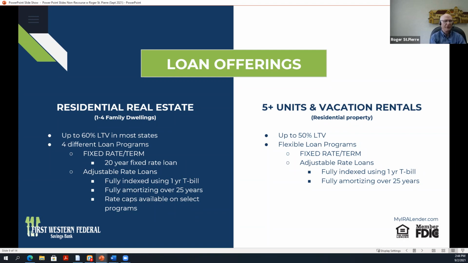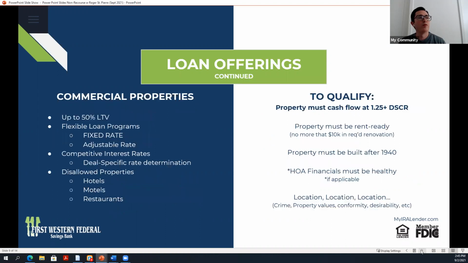We have a 20-year fixed rate loan that we offer on all types of properties. And we also have a 25-year adjustable rate that you can fix for 3, 5, or 10 years. Then the rate will adjust once a year after the fixed rate period expires. They're all fully amortizing loans. And there are rate caps on the 3 and 5 year ARMs to protect the borrower from too large of a rate swing. So they're all covered.